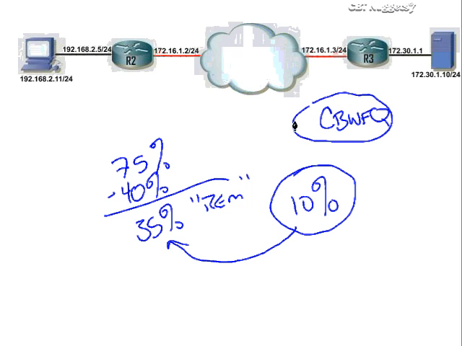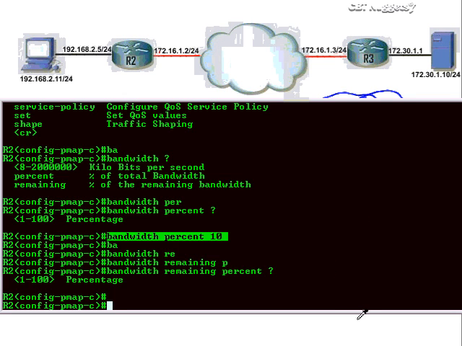Before LLQ came out and added the priority queue to that, class-based weighted fair queuing allowed us to divide up all the different classes of traffic and reserve a certain amount of bandwidth for each class. Truth be told, we're really only using the class-based portion of that. We're reserving the bandwidth. Weighted fair queuing is typically turned on the default queue. Let's go ahead and add that feature right now.